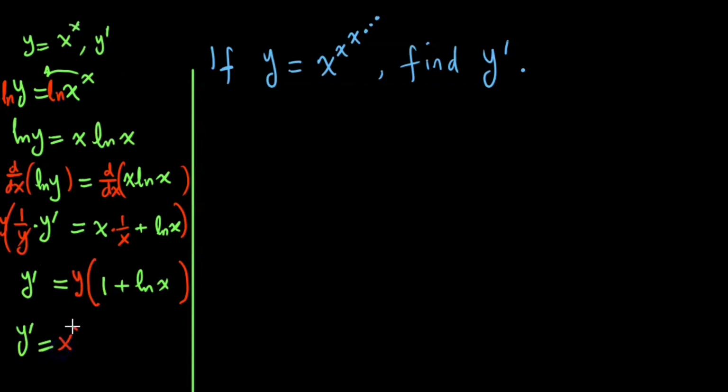So I'll put the x raised to the power of x, and then that is multiplied by 1 plus that. Good. So let me just put everything together: x raised to the power of x, into 1 plus the natural logarithm of x. So that right there is the derivative of y, given that y is just x raised to the power of x. This is what we get as a solution.